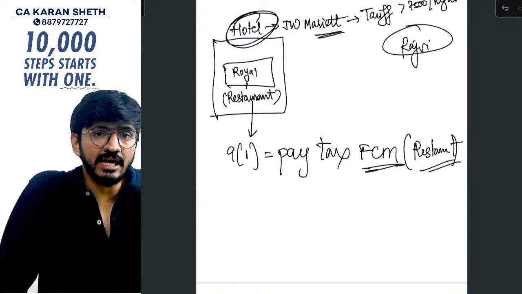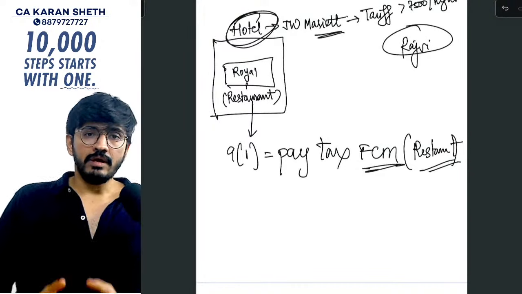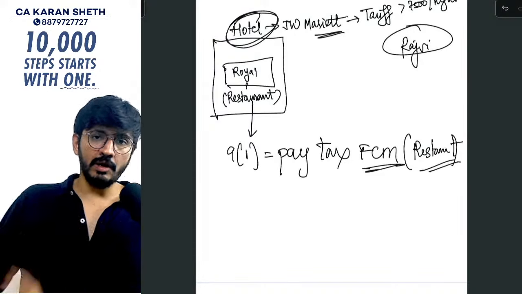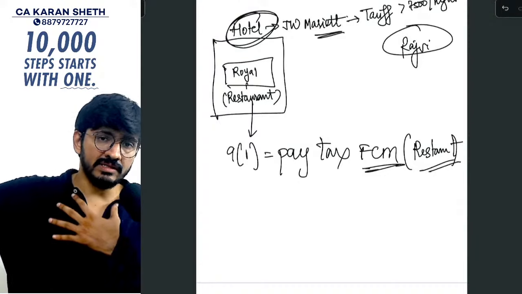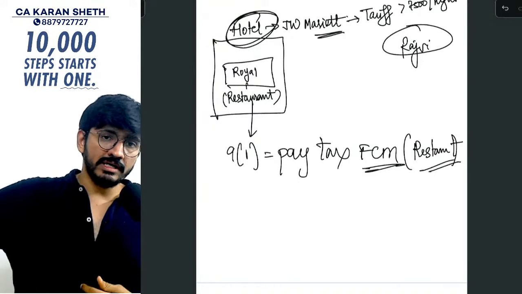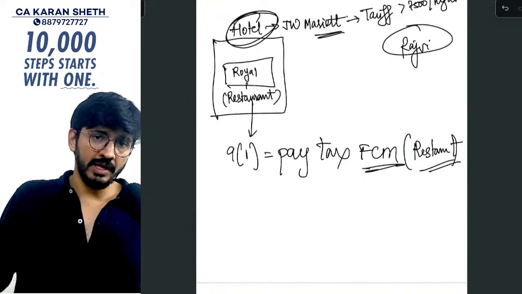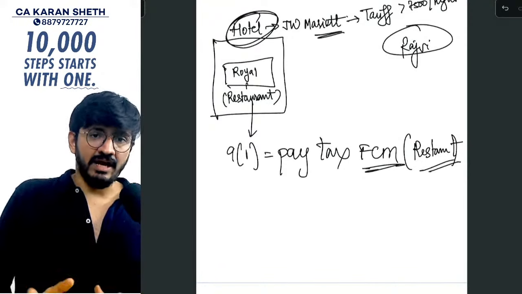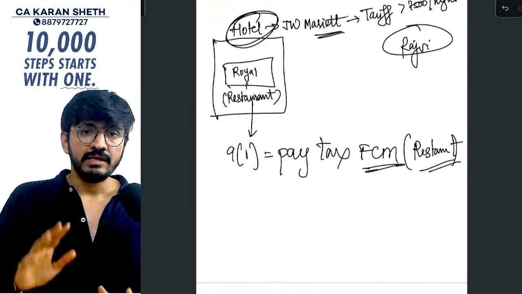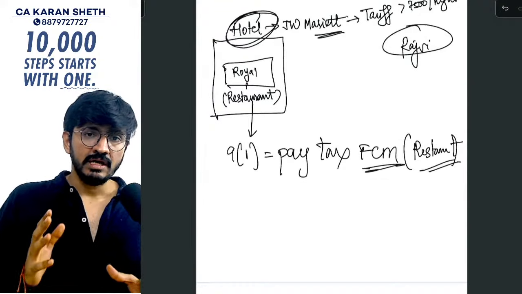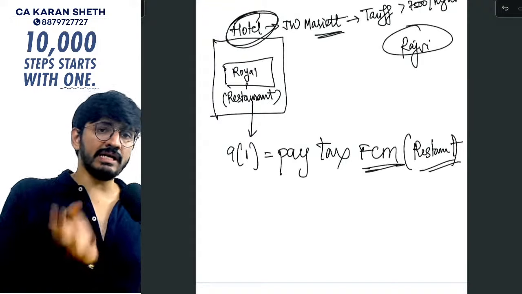So the only thing that you have to see is whether the restaurant is inside the hotel or outside the hotel. If it is outside the hotel, it does not matter whether the restaurant is registered or not. If it is supplying through Zomato, Zomato will pay tax. Point number 1. Point number 2, check whether that restaurant is inside a hotel or not. If yes, then understand there are two situations. Either that hotel is having a tariff of more than 7,500 or less than.